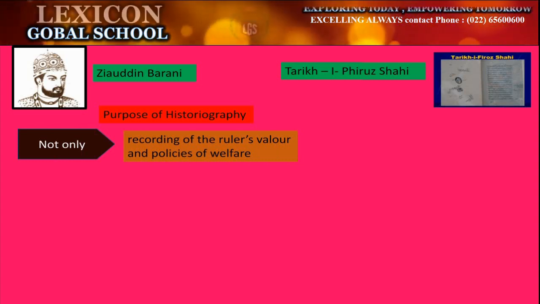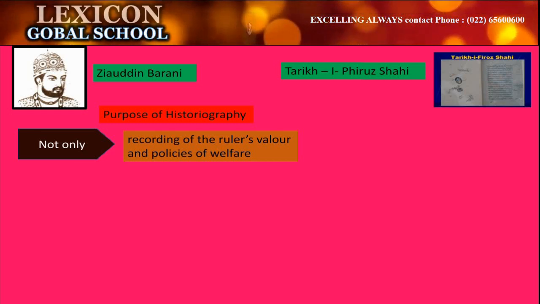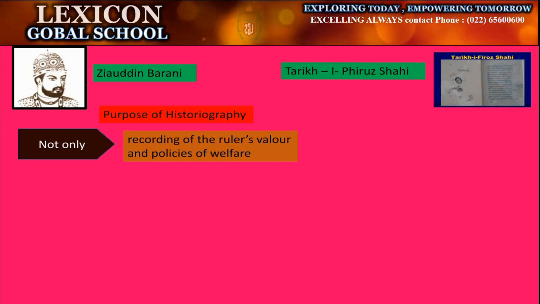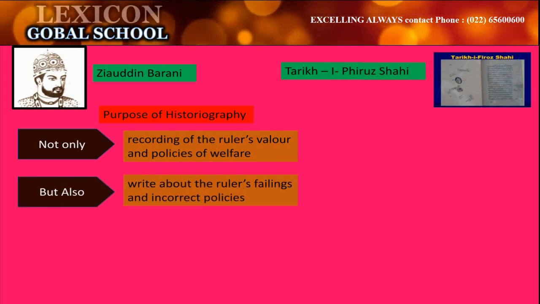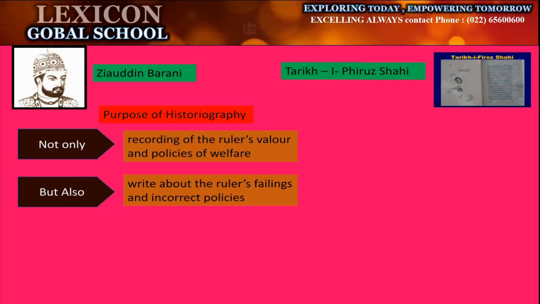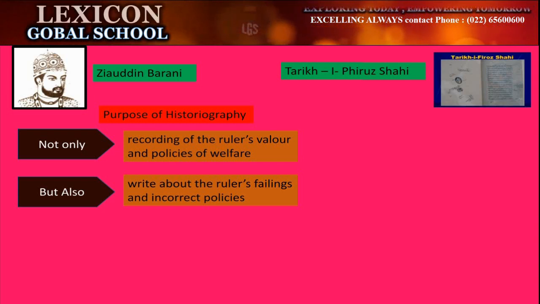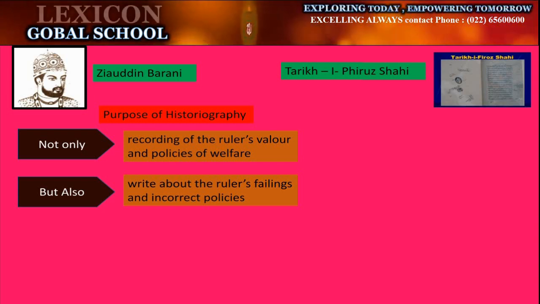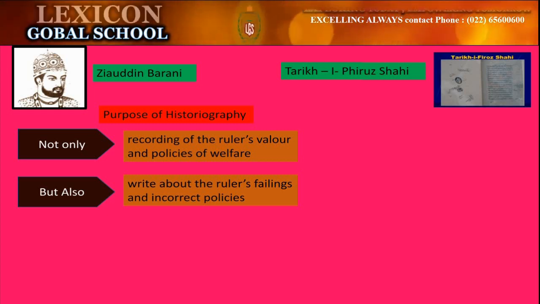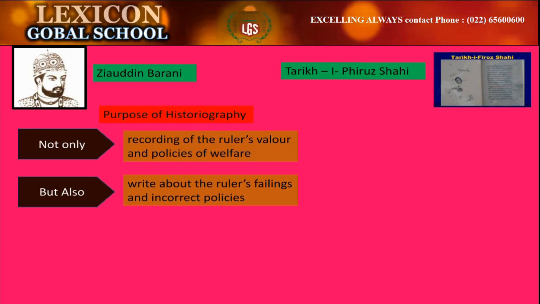What was that? According to him, the historian's duty is not limited to writing only about the rulers' valor and policy of welfare. Not only good things must be written about the ruler. He said that history should also mention the ruler's failings and incorrect policy. So he says that we must not only write about the great deeds of the king, but also mention the incorrect policies they followed in their time, what their failings were, when they failed, and how they overcame their failures. All such things should be mentioned in historiography.